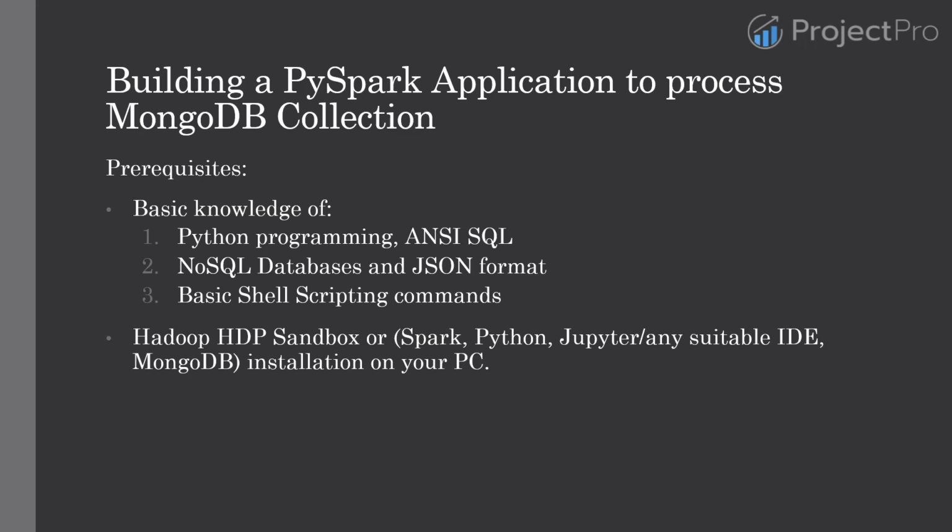Okay, so let's get started and build our PySpark application. But first, before jumping on to the coding part, there are some prerequisites you need to cover. You should have the basic fundamental knowledge of Python programming as well as ANSI SQL, as we are going to use Python to develop our Spark application, as well as ANSI SQL to make use of the Spark SQL API, which will allow us to submit some simple SQL queries on top of our data. You should also know some of the basic concepts of NoSQL as well as the JSON format, because we are going to use MongoDB in this lecture as a source for our data.